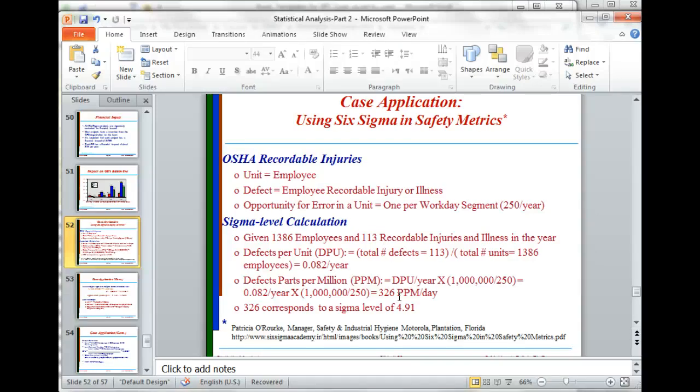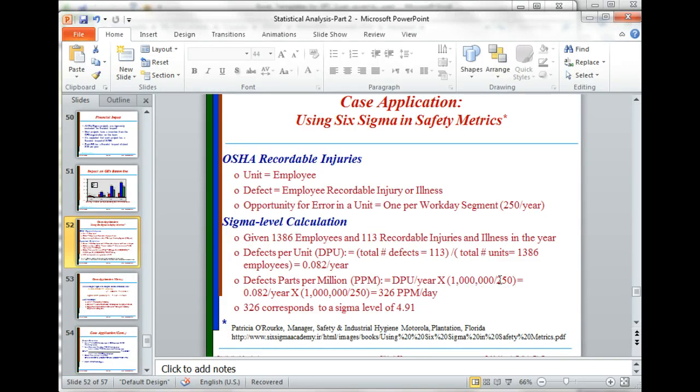So to calculate the defect rate, here we have the total number of injuries, 113. The total number of units are the people walking around the plant or doing work, so 1,386. So the defect rate per employee is 0.082 per year from that data set. To calculate the defects per million, the parts per million, we'll take that defect rate. Now, how many days are in a year? The working days are about 250. So the opportunities for people getting injured is really every day, every person has that opportunity to get injured.